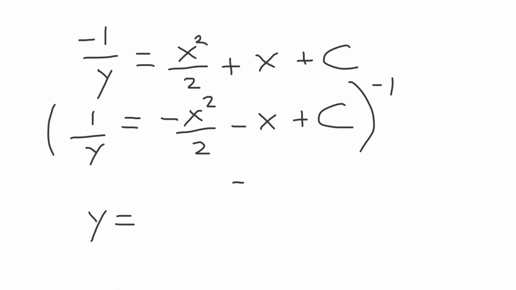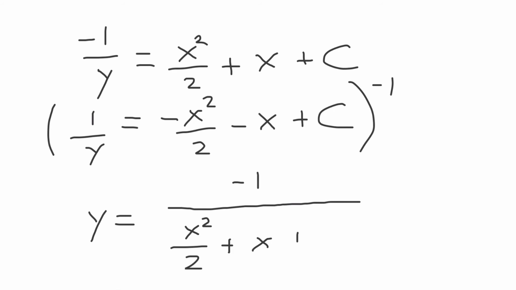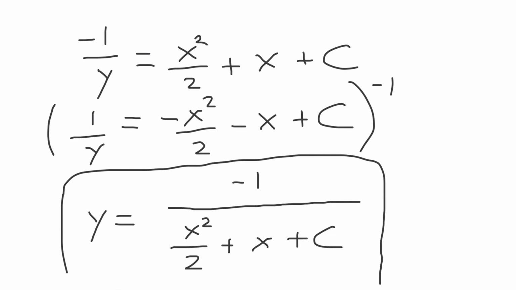let's put this negative on the top now. So we'll take that negative back out of this expression, and we'll do negative 1 over x squared over 2 plus x plus c. And that's the final answer for this.